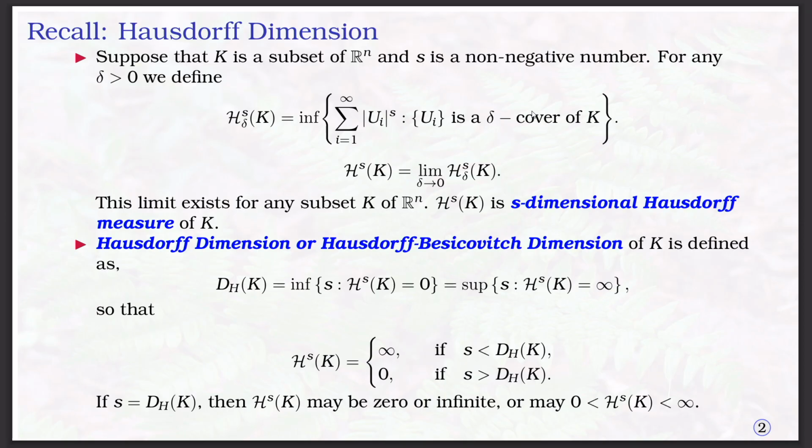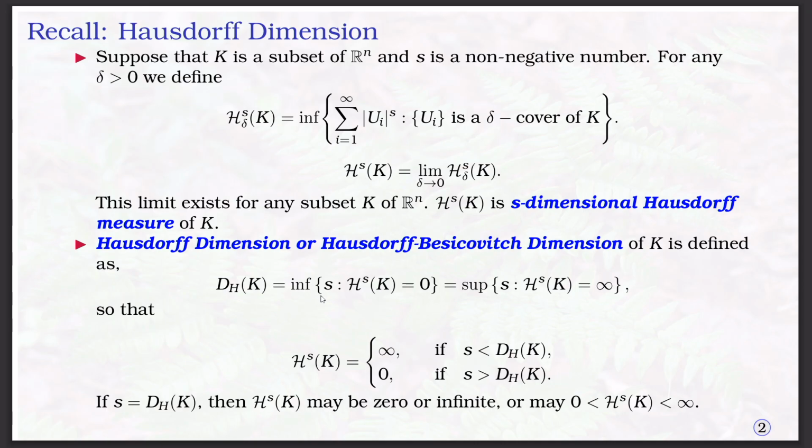First, for any set X in R^n, s is a non-negative real number. For any epsilon greater than 0, we defined the s-dimensional Hausdorff measure like this. Take the infimum over the collection, and if delta tends to 0, this quantity we call the s-dimensional Hausdorff measure.